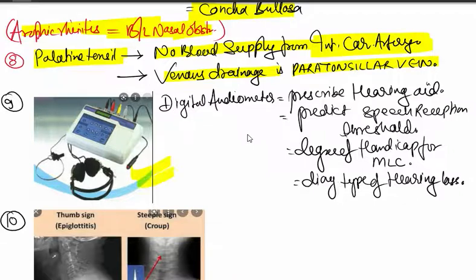Okay, next one, what is this instrument? This is a digital audiometer. It is used to prescribe hearing aids, to predict speech reception threshold, degree of handicap for medicolegal cases, and to diagnose the type of hearing loss.